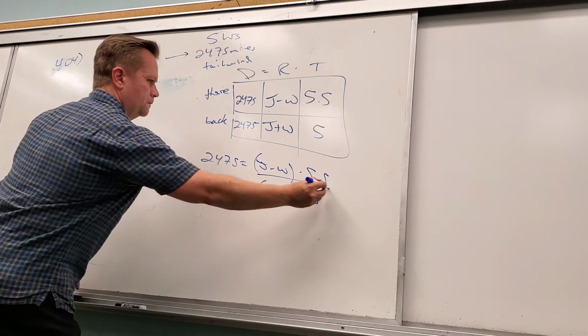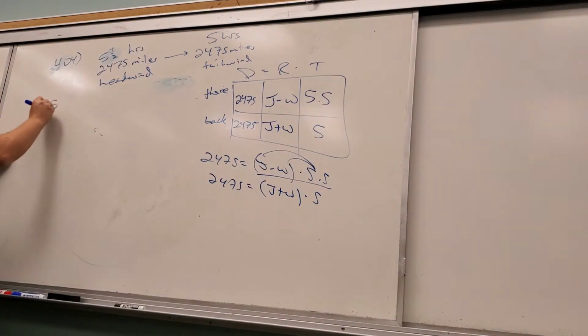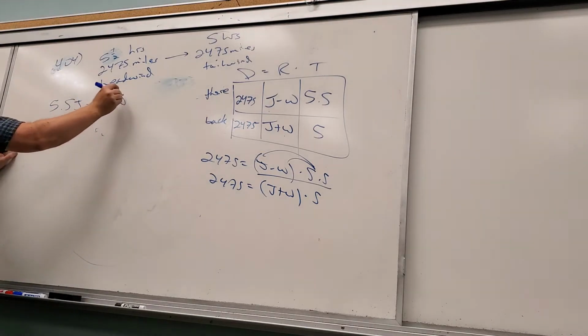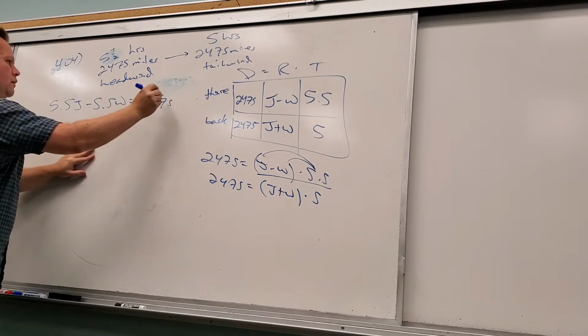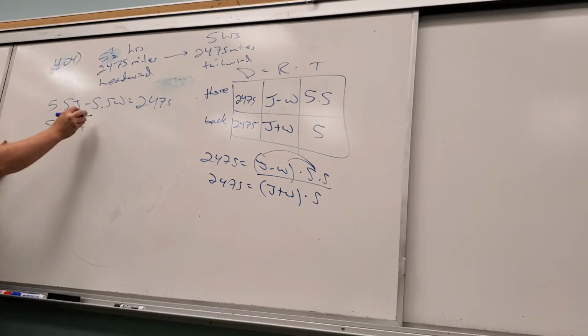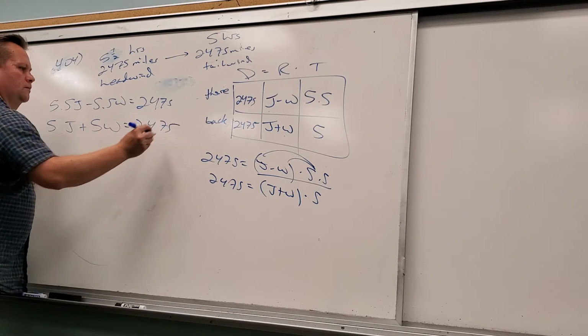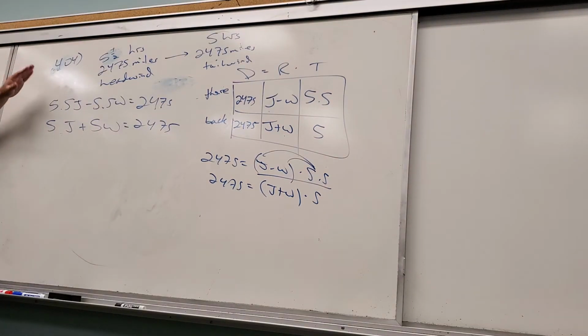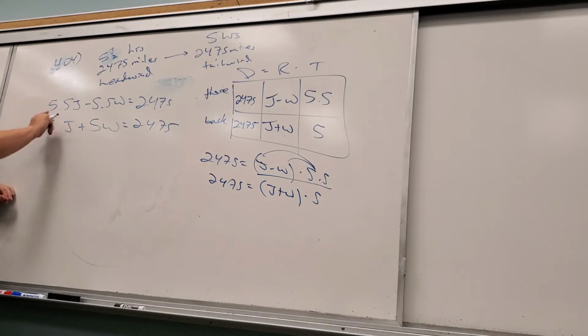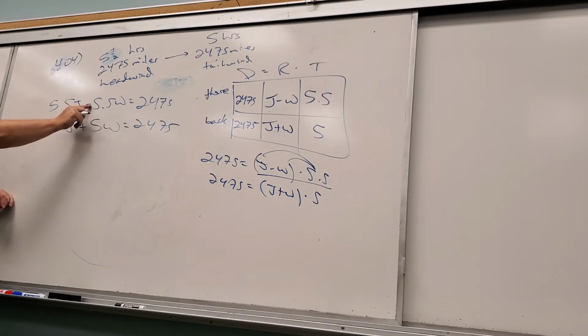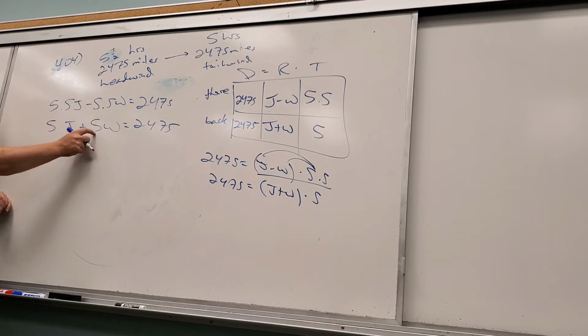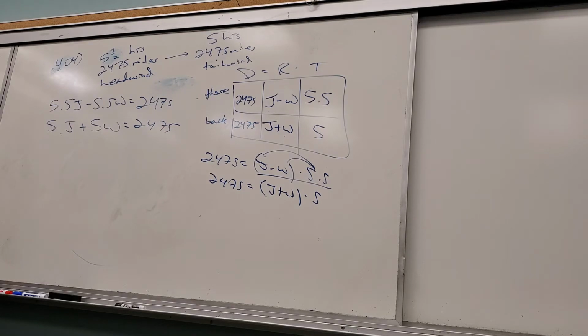What should I do right here? Distribute? Yes. So let me write all these. 5.5J minus 5.5W equals 2475. And down there would be 5J plus 5W equals 2475. You don't want to connect those right now because nothing would kill each other, right? These already have opposite signs. If you don't want to consider anything right now, you can just multiply this one by 5 and this one by 5.5, and then they'll both be the same number, right? You could do that if you want to.